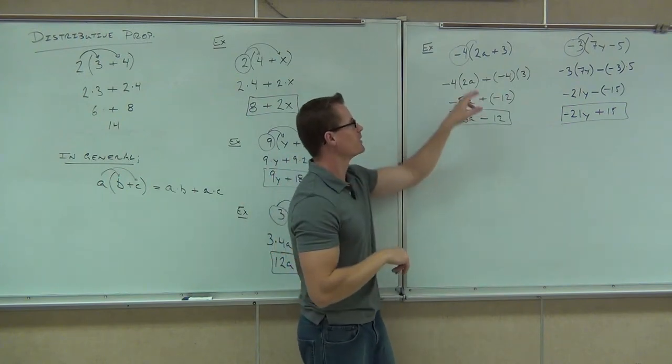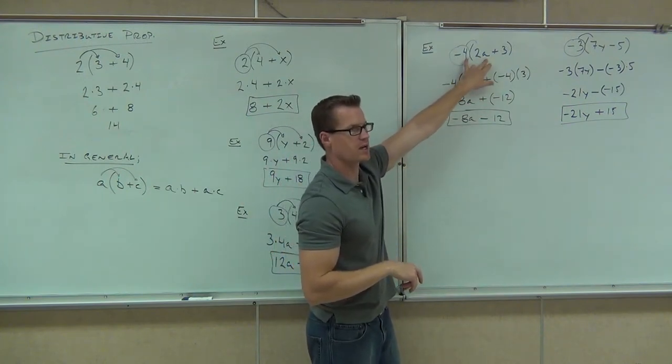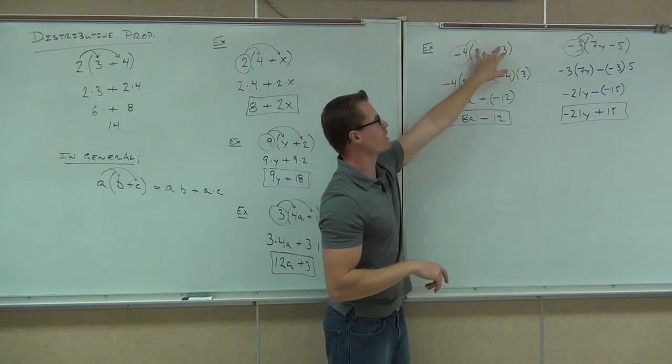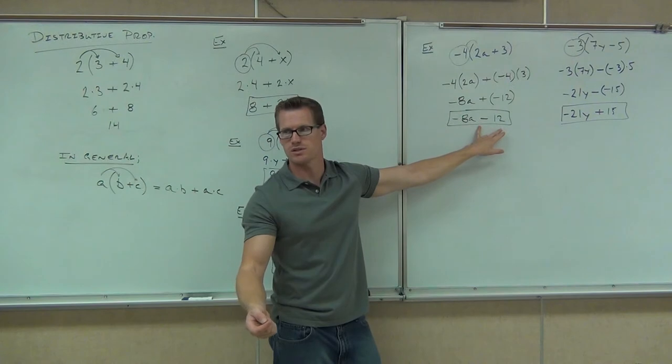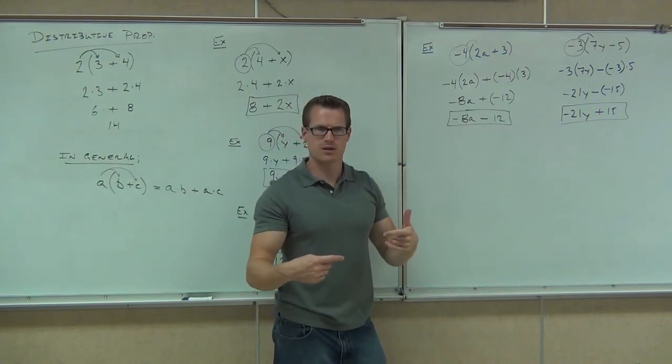We think about it like negative 4 times positive 2a, negative 8a. Negative 4 times positive 3, negative 12. We're just writing minus 12 instead. Do you guys think you can do that?